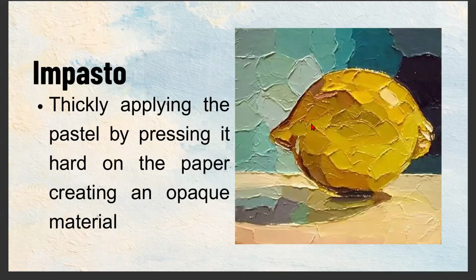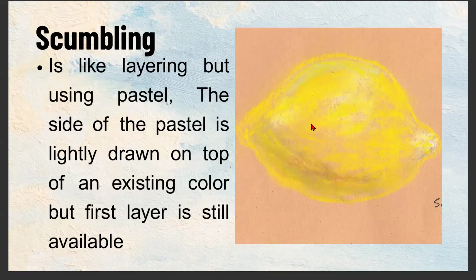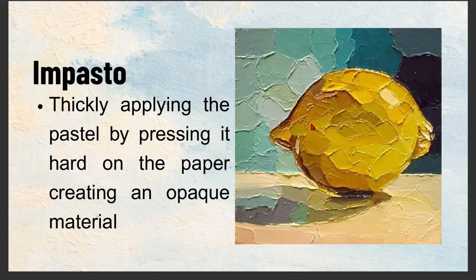And then next we have impasto. When it comes to impasto, compared to scumbling, impasto is done through a thick application of pastel. The pastel is pressed hard on the surface in order to create a bold texture.